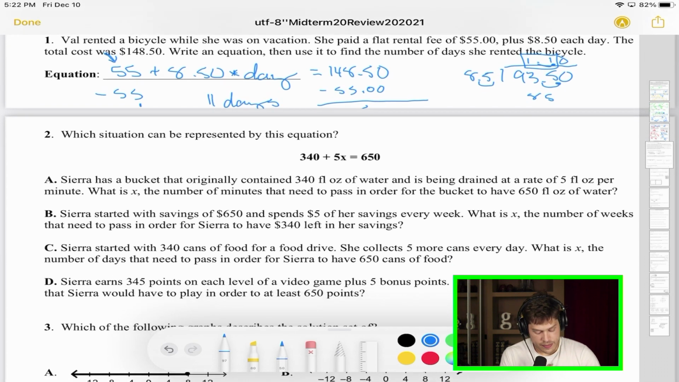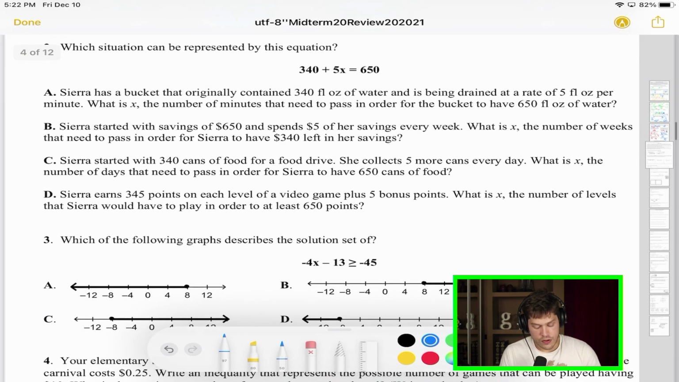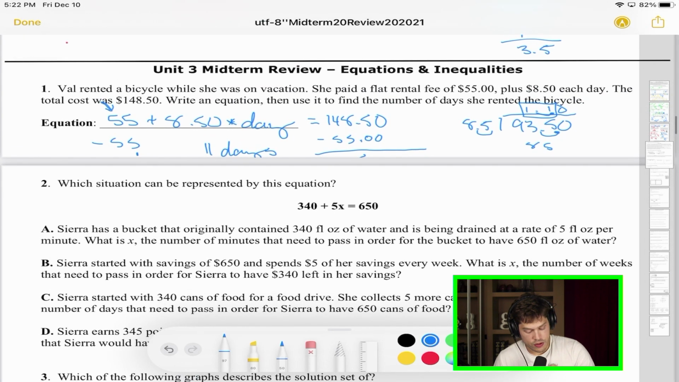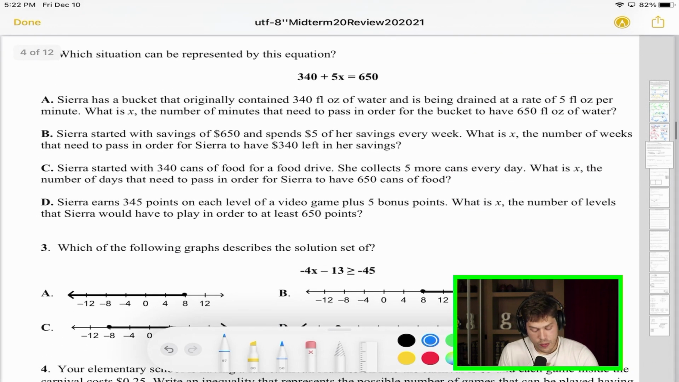Okay. Number 2, which situation can be represented by this equation? We have 340 plus 5x equals 650. So before I even read these answer choices, if we do something like number 1, we have a flat rate of 340, then we have a cost of $5 per day, and then our total cost after all said and done was $650. Okay, that would be an example. So which one of these, A, B, C, or D, kind of models that?